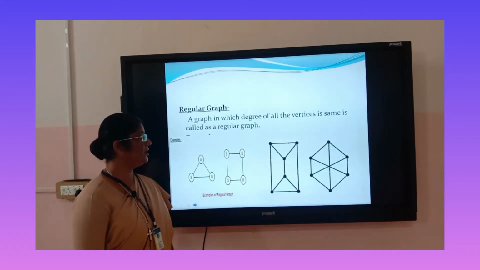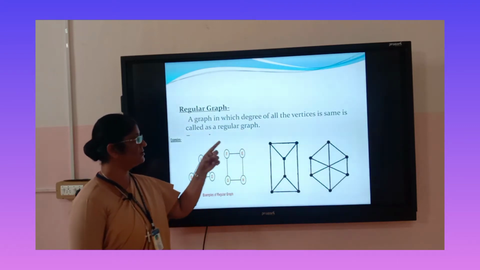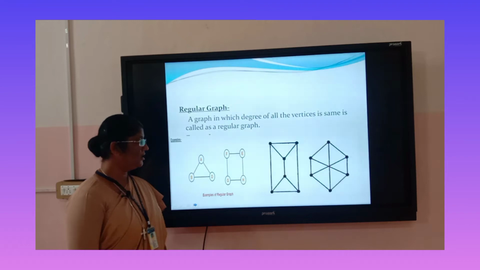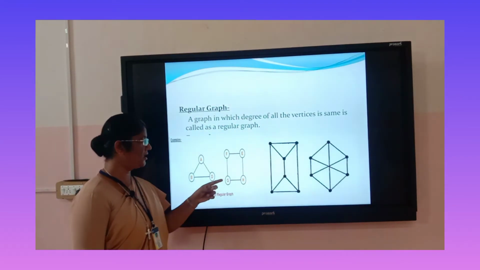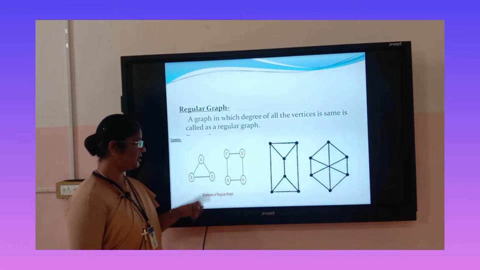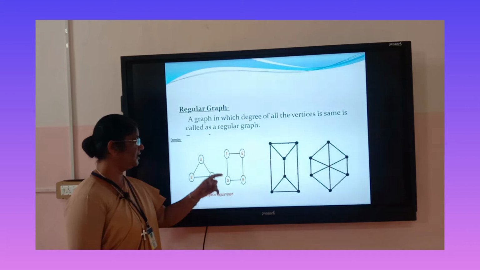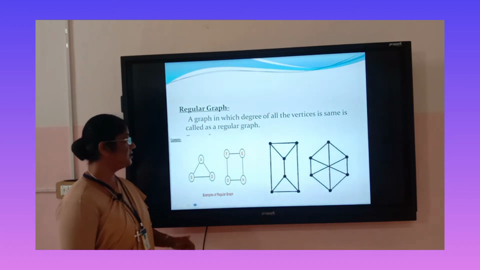The definition of regular graph. A graph in which the degree of all the vertices is the same is called a regular graph. Here there are 4 diagrams I have given. In each graph, if we take the degrees, they are the same for all vertices. That's why we name all these graphs as regular graphs.